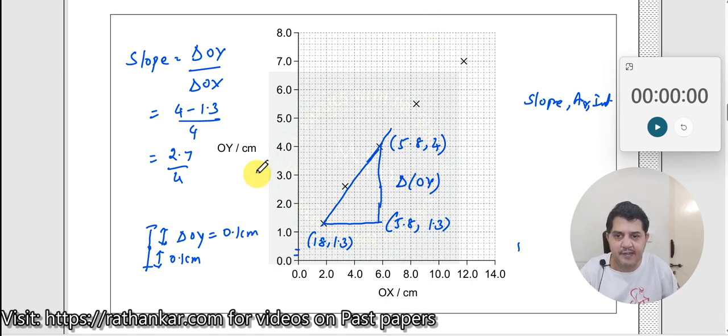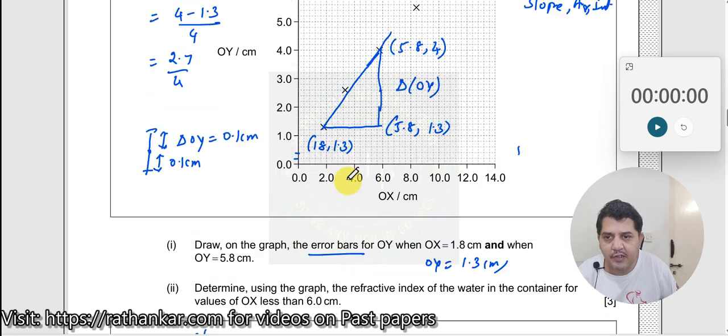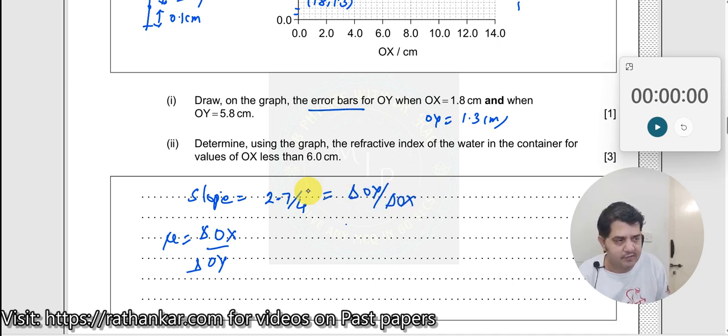This doesn't have any units because it is centimeter by centimeter here. Now we have got slope equal to 2.7 divided by 4. Now what is he asking? Refractive index. Now we know that mu is equal to delta x by delta y in a graph. What we have got is the slope to be delta y divided by delta x, right? So I should now consider this to be equal to 1 by slope, which should be 4 by 2.7, right?